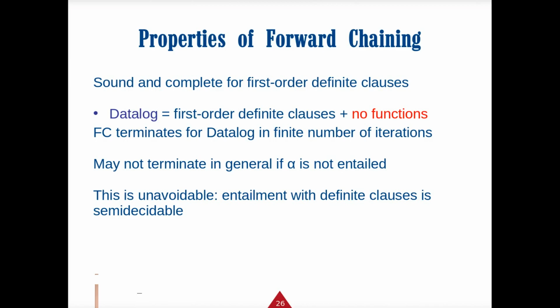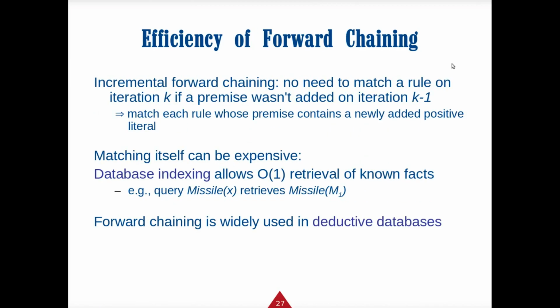So forward chaining terminates for Datalog in a finite number of iterations. It may not terminate in general if alpha is not entailed, but this is unavoidable. Entailment with definite clauses is semi-decidable, which means there's at least a path that goes through it. So for the efficiency of forward chaining, with incremental forward chaining, there's no need to match a rule on iteration k if a premise wasn't added on iteration k-1. So as long as you keep not adding anything, you don't need to match a rule. And matching can be expensive because you basically have to go through the database and find it.